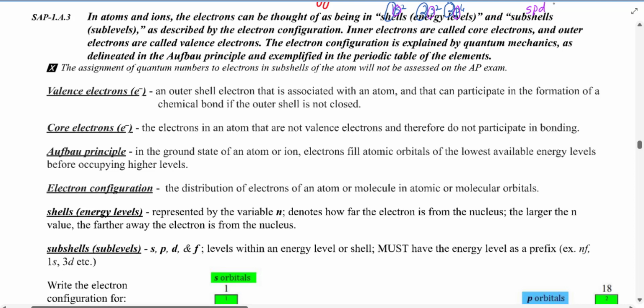Your subshells are s, p, d, and f, and your energy levels are 1, 2, 3, and 4, and it goes all the way up to 7: 2, 3, 4, 5, 6, and 7. Your subshells or sublevels are the s, p, d, and f. As described by the electron configuration, inner electrons are called core electrons, and outer electrons are called valence electrons.